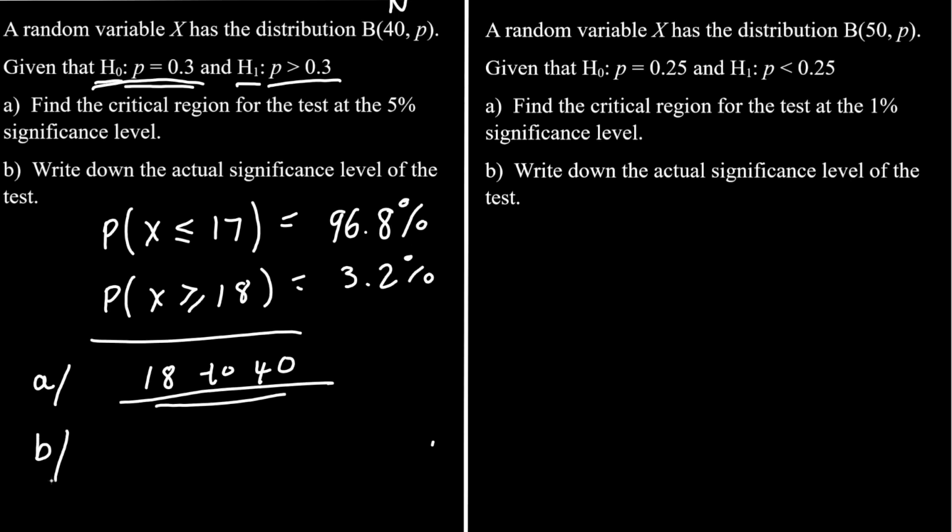And what is the actual significance level? We've already written that down. It's actually 3.2%. There's actually a 3.2% chance of getting something between 18 and 40.